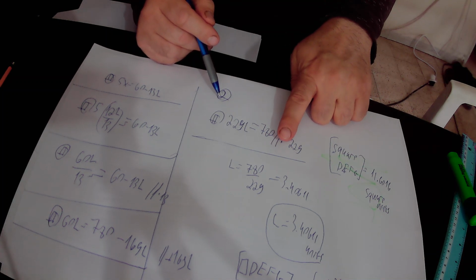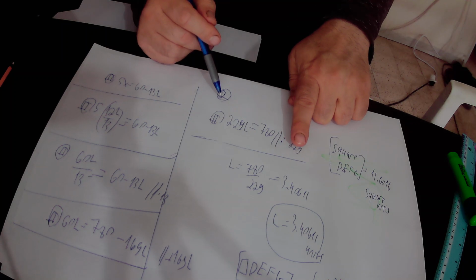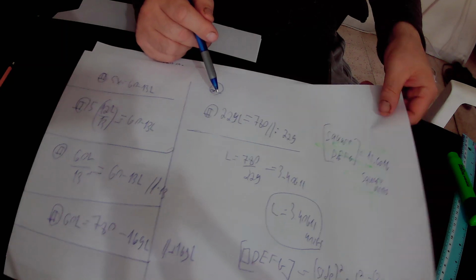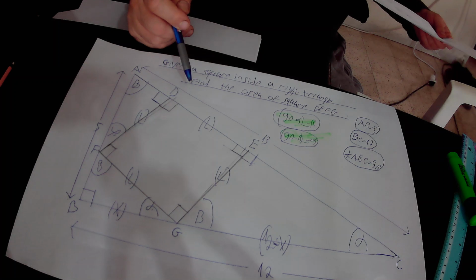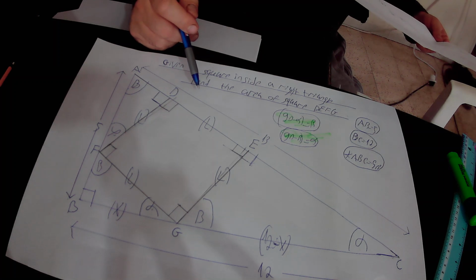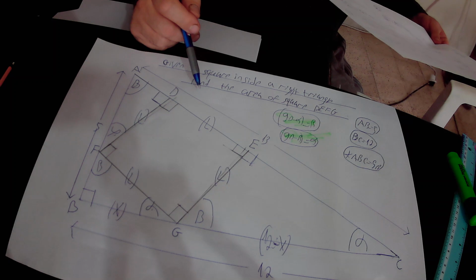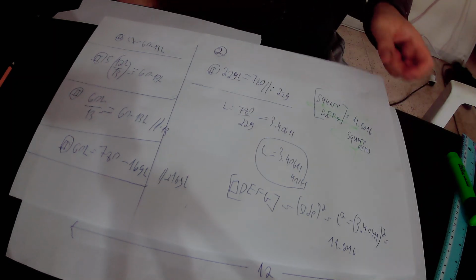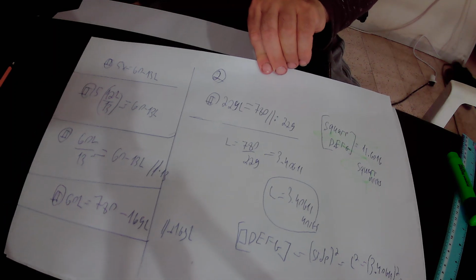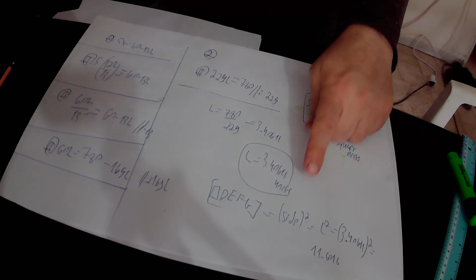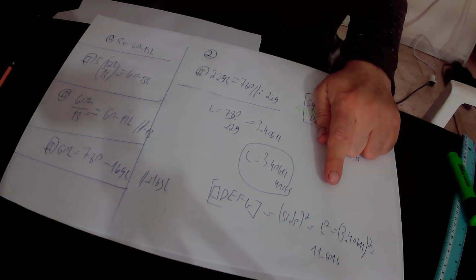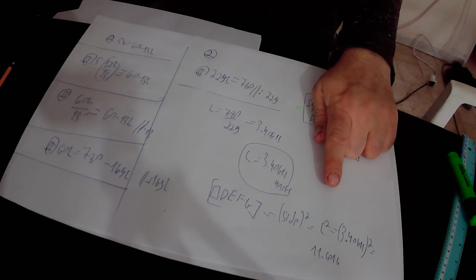And 780 over 229 is 3.40611 units. So, in conclusion, the length of one side of this square DEFG, which equals L, is actually 3.40611 units. And we know that the area of any square equals the length of one side squared. The length of one side is L, therefore the area is L squared.